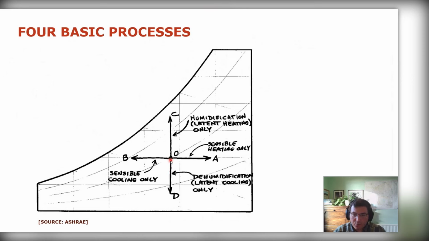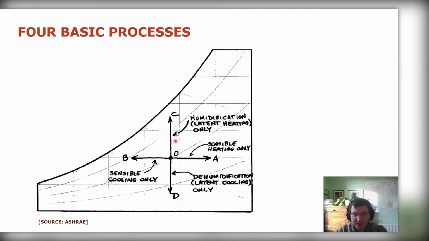If we are moving across from point O origin to A, then we're just heating up our air. So we're increasing its temperature, but we're not adding in. See, the absolute humidity stays the same. So we're not adding or subtracting any moisture. Therefore, we're just heating it up. That's called sensible heat. If we're cooling across the straight line like that horizontally, that's called sensible cooling. So that's cooling without condensation. We're just cooling it down.